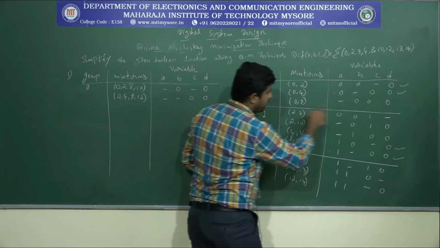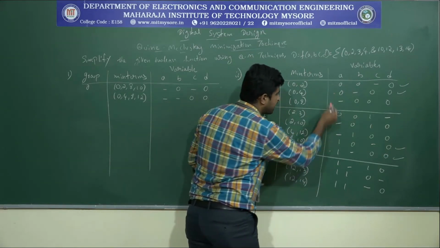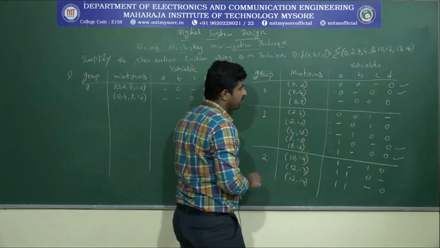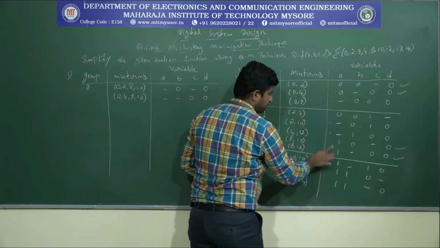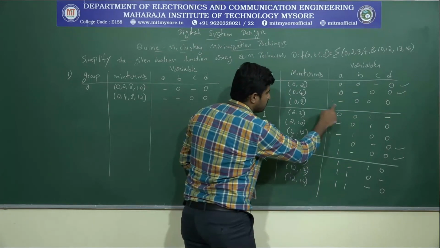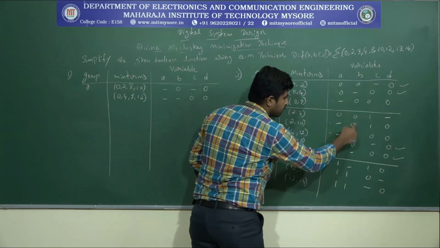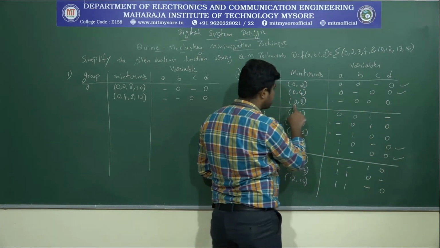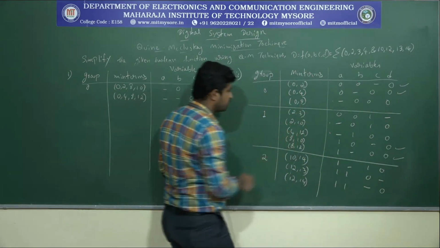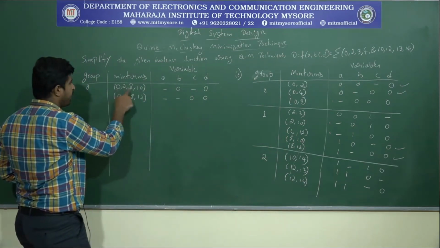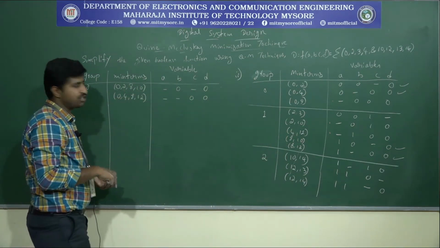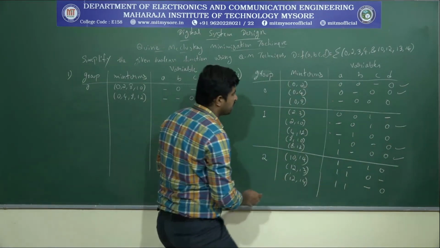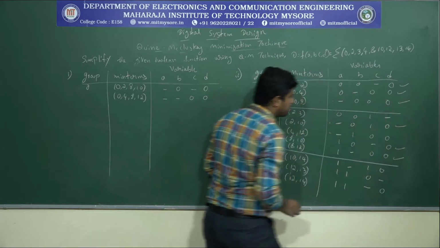Next 0, 8 can be compared with these two, right? Okay. Dash, dash, dash, 0, 0, 0, 1, 0, 0. One variable has been changed. Yes, we can group 0, 8, 2, 10. 0, 8, 2, 10 is already covered actually. So just write a simple tick mark. Okay. Next again 0, 8. This should also be tick mark.